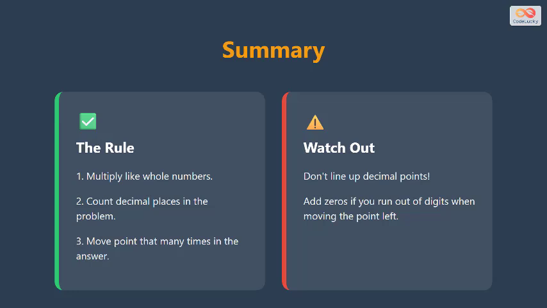To summarize, always multiply as if there are no decimals first. Then, count the total decimal digits in your problem and move the point that many times in your answer. Remember, if you run out of room moving to the left, just add zeros as placeholders.